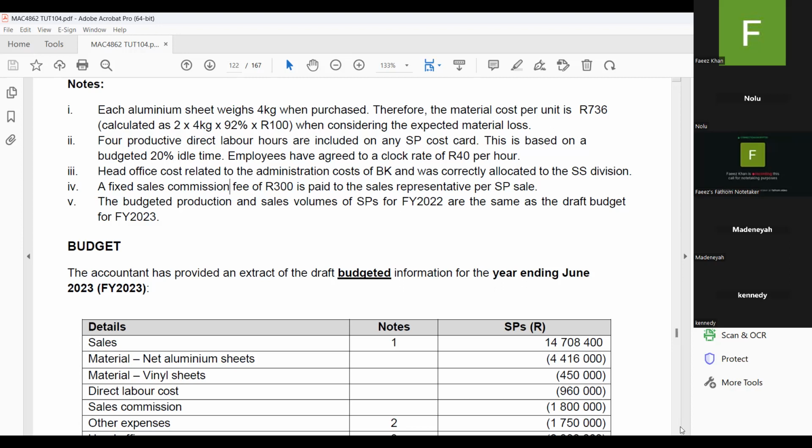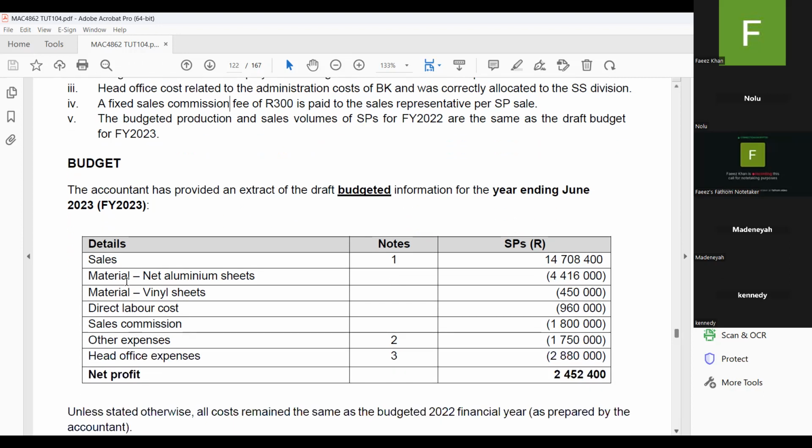So when we went further, we realized we needed to read over this. So this thing has material, aluminium, it has vinyl sheets, it has direct labor costs, it has sales commission, then it had head office costs, which we realized we must not include, and then it had other expenses. What we realized, other expenses were made up of 3 things. 1, fixed manufacturing overheads. 2, the vinyl ink. And then number 3, it was made up of nuts and bolts.